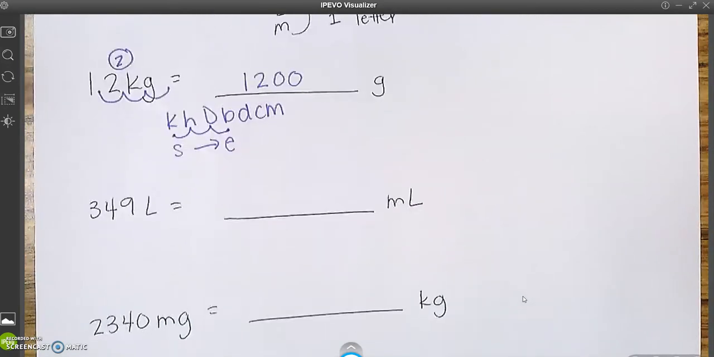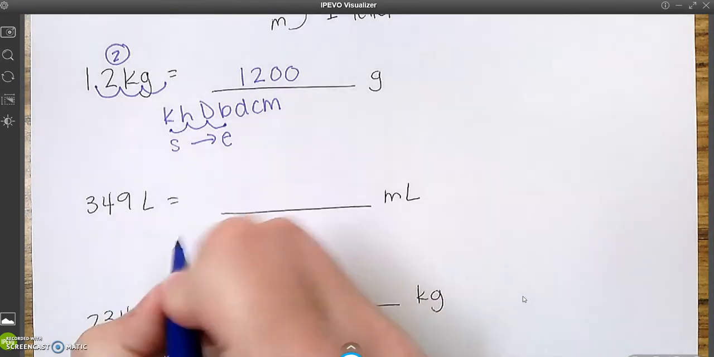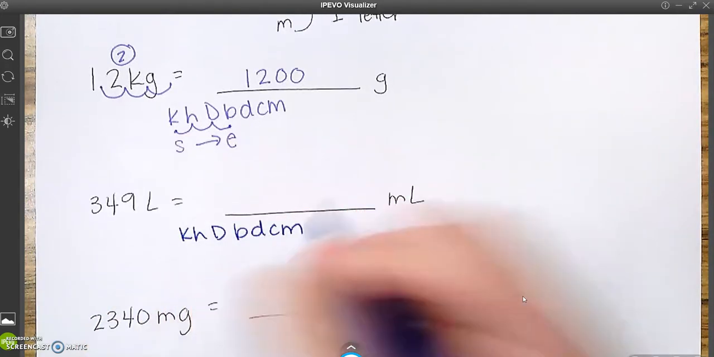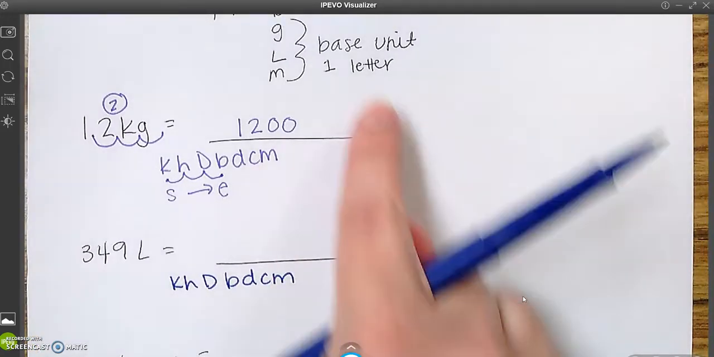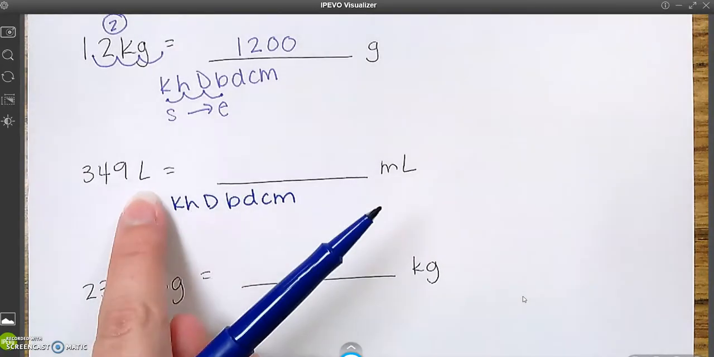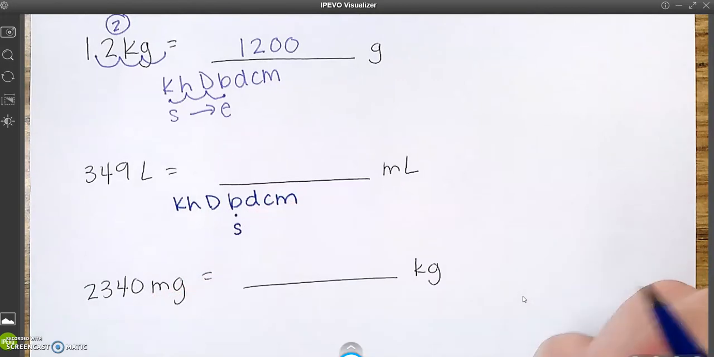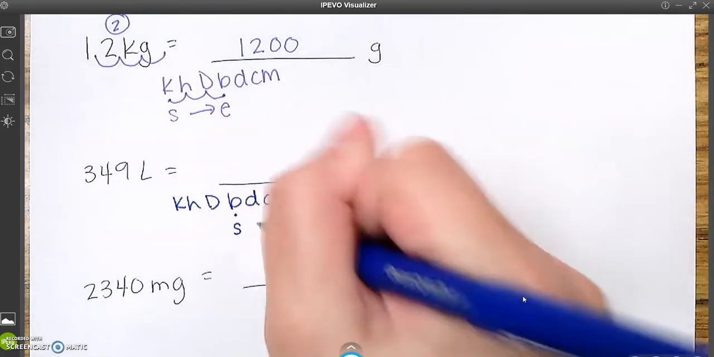Let's check out our next example. We're going to go from liters to milliliters. So I'm going to start the same way again. Kevin hates dates because dates cost money. Now this time I'm starting with liter. Now remember, we said that a base unit has a 1-letter abbreviation. So here we are with liter, 1 letter. So that's my base unit. So that's where we're going to start, S for start. And I'm going to milliliter. So milli, M. So that's where I'm going to end.